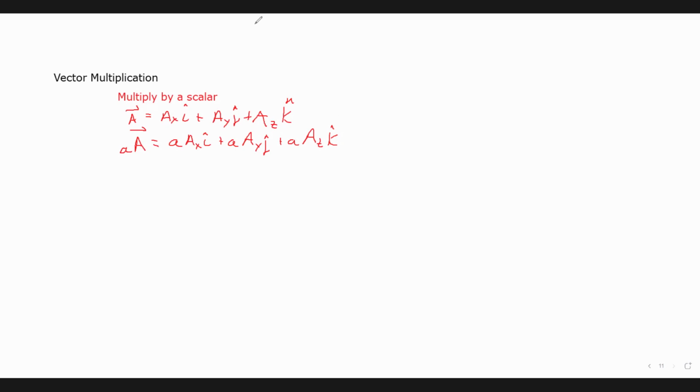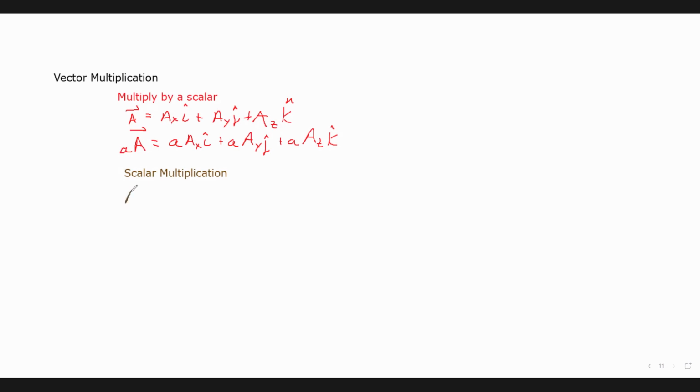Now, there is another kind of multiplication called scalar multiplication. It's not the same thing. I mean something different, even though the words sound very similar. Okay, in scalar multiplication, I multiply two vectors, but the result of the scalar multiplication is a scalar number, not a vector.